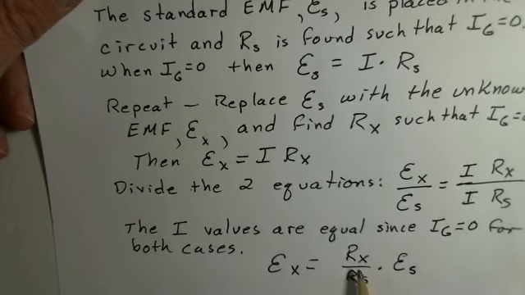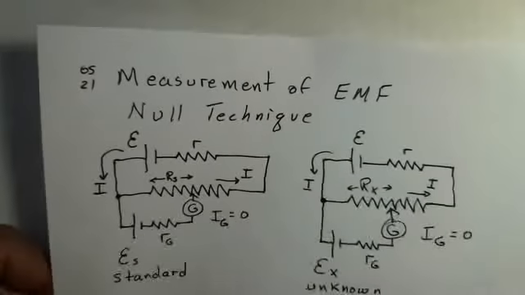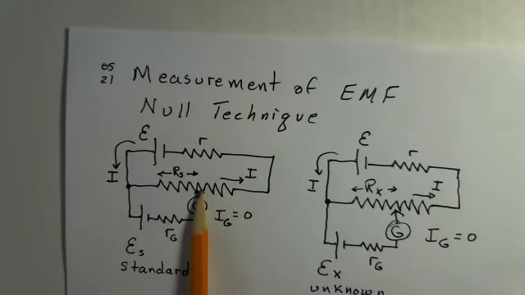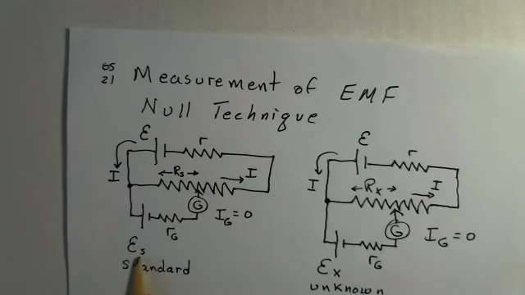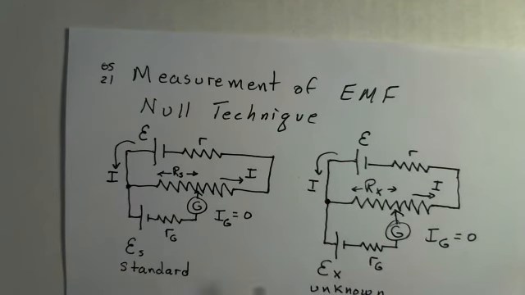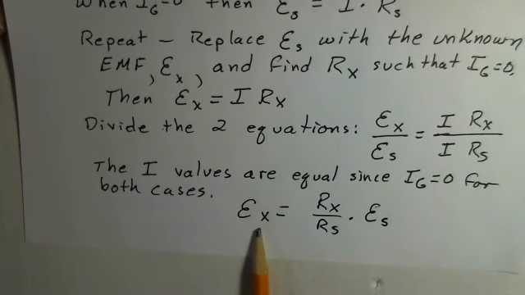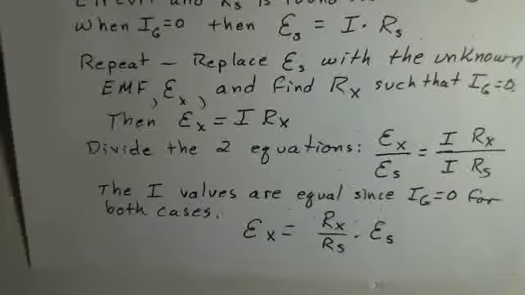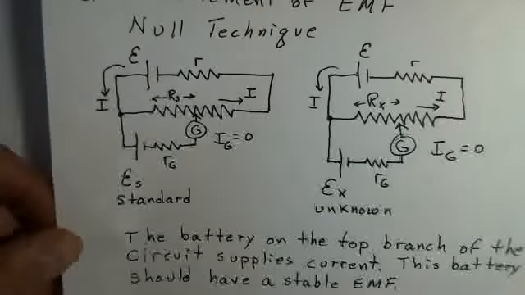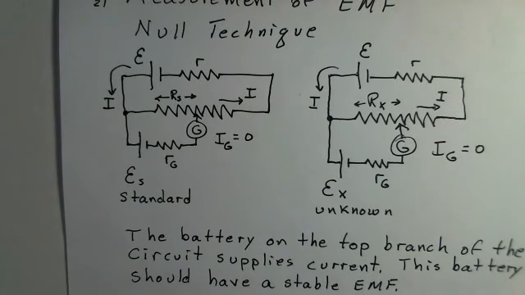This should not really surprise you because the voltage drop across here is equal to the EMF. If the EMF is larger, let's say the EMF here is larger, it's going to take a larger R sub x to match this larger EMF, and that's what our calculation shows us in solving for E sub x. So, a null technique, we can measure the EMF of an unknown battery as long as we have a standard battery, and you should review that.